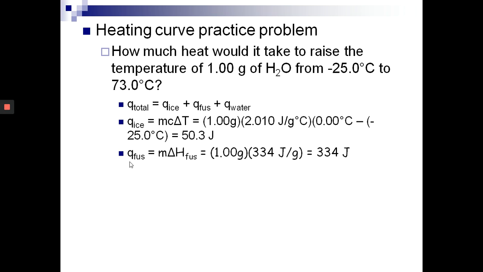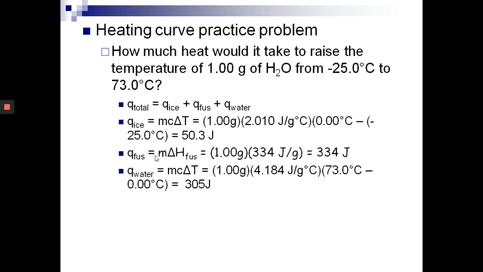Now, the Q of fusion is easy because it's going to be mass times delta H of fusion. Mass is 1.00 gram, and the heat of fusion you can find from your reference handout, and you get 334 joules using 3 sig figs. Lastly, the amount of heat energy used to increase the temperature of the water is also going to use MC delta T. Okay, so whenever you are using the increasing graph, you're going to be using MC delta T. Whenever you're calculating heat for the flat portion, you're going to be using something like this.